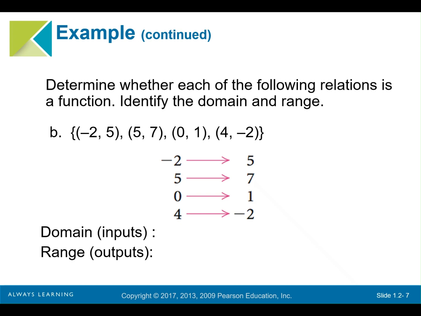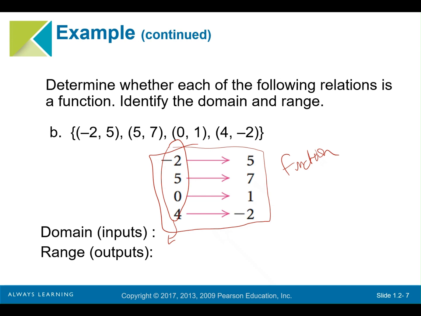Now we're going to think about, is this relation a function? We're also going to identify the domain and range. And looking at the lovely little mapping here, you can clearly tell this is a function because each input has exactly one output. And we can note that this side is our domain and this side is our range. And we would just list those values next to our domain and range.